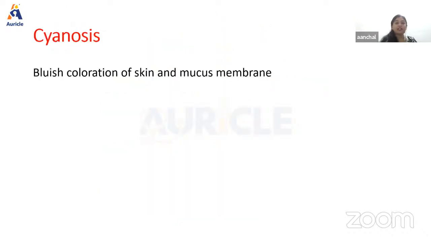Now, next we have another condition, that is cyanosis. So what is cyanosis? Cyanosis is the bluish coloration of skin and mucous membrane, due to inadequate oxygen in the blood. Now, what are the causes of cyanosis?